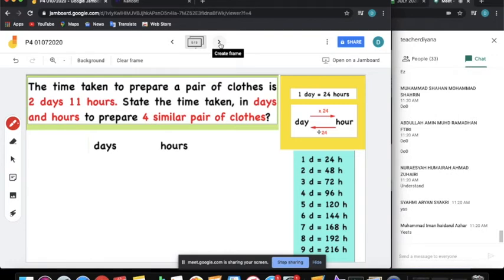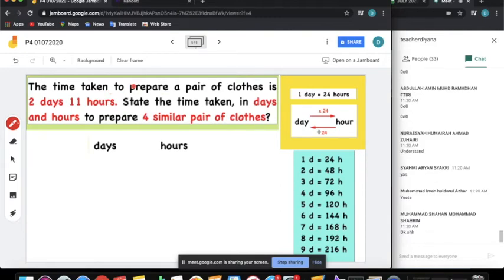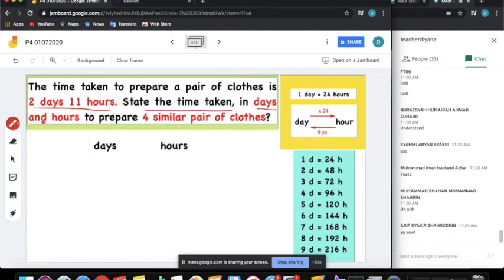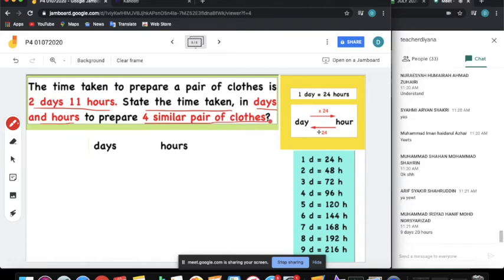If in the exam the question gives you a problem-solving story, how do you understand it? Teacher, does the question want me to add, minus, or time? So you look at it: the time taken to prepare a pair of clothes is 2 days, 11 hours. But the question asks you to state the time taken in days and hours to prepare 4 similar pairs of clothes. One clothes is 2 days, 11 hours. The question wants to know 4 clothes. So you time, because we are learning about multiplication right now.